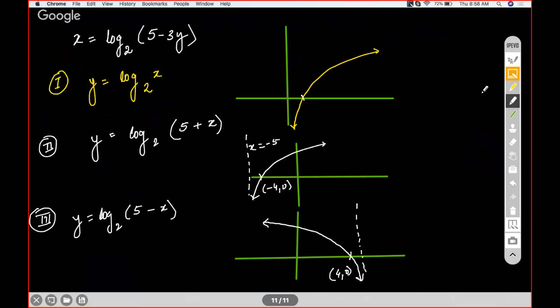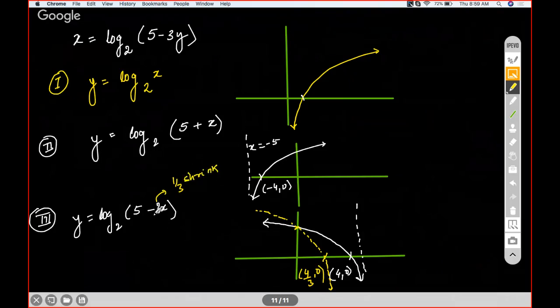Now I'm going to make x as 3x, which means shrinking the graph more towards the y-axis. The point on the axis won't change because you're shrinking about the y-axis, but the graph will shrink like this, and this point will become 4 by 3 comma 0, because a 1/3 shrink is happening.